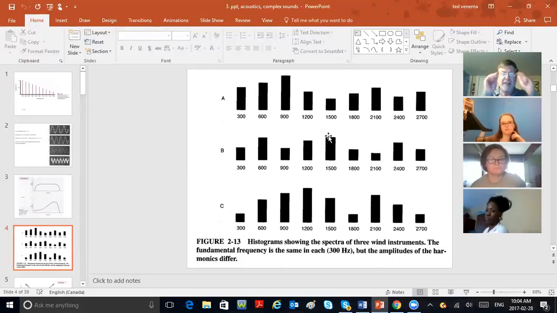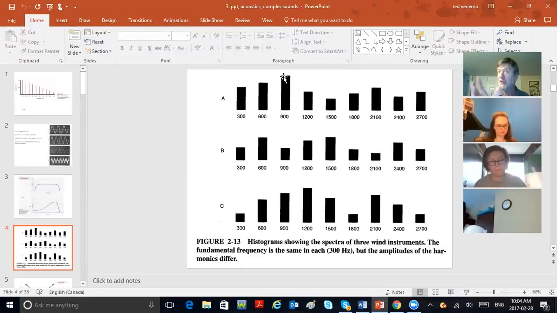I don't like the way they call these histograms. Just call it the spectra of three different instruments. The fundamental frequency is the same in each one, but the amplitude of the harmonics is different. So these three instruments are going to sound different. The harmonics have different amplitudes. You can just draw a line kind of going up and down. You can see this instrument here resonates at 900 hertz.